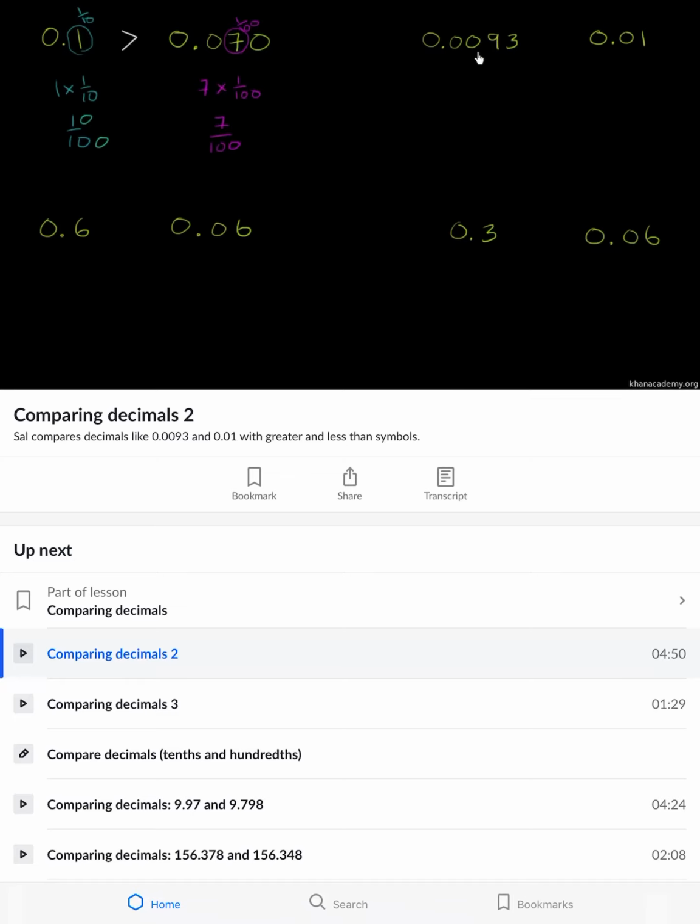So here we have 0.093, and here we have 0.01. So let's think about this a little bit. This 9 is not in the tenths or the hundredths, it's in the thousandths place. And this 3 is in the ten thousandths place. So the 3 is in the ten thousandths place.